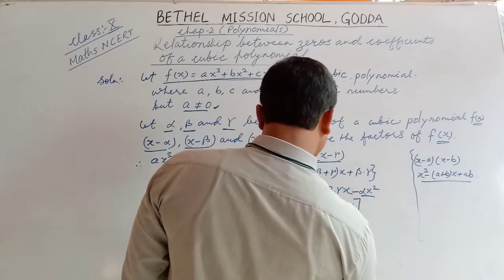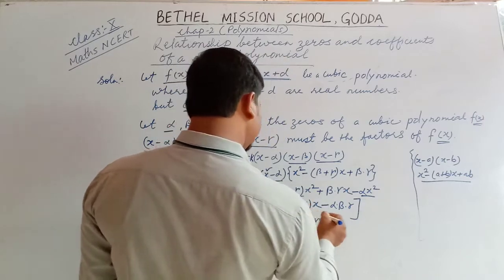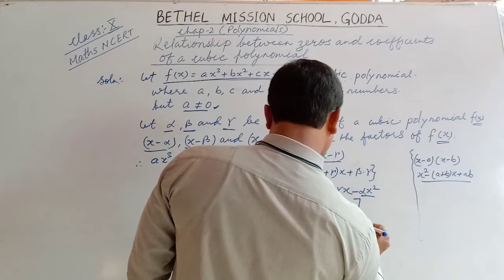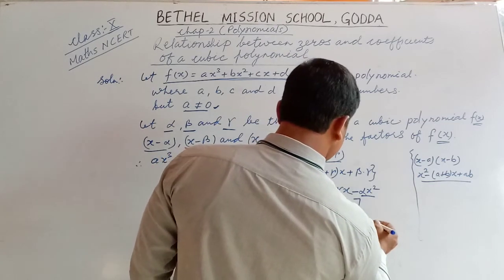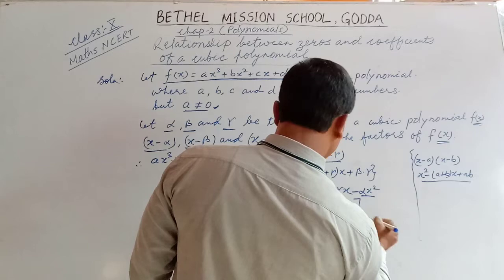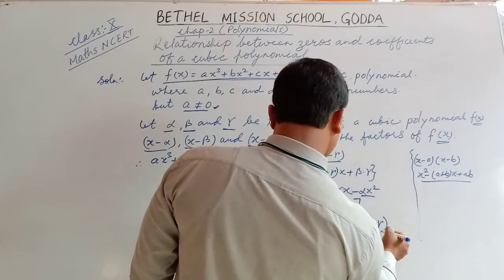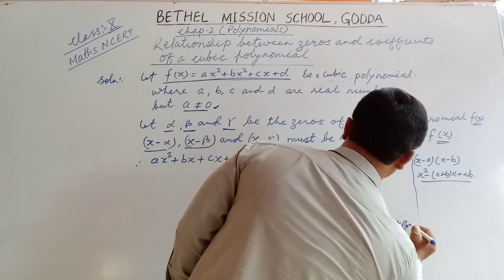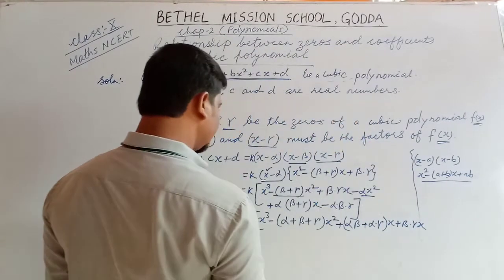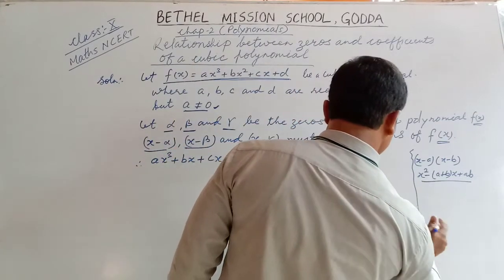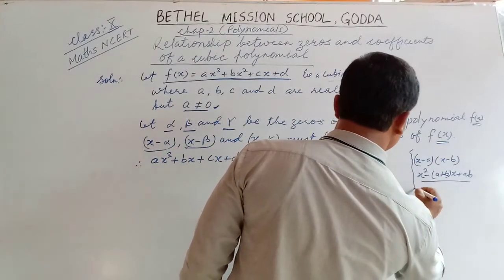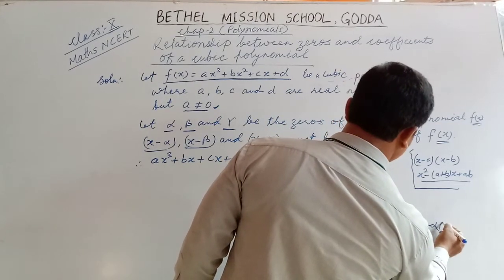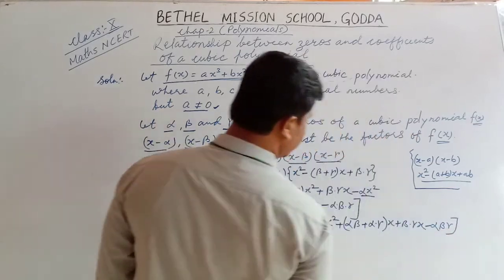So what will be, first we will multiply this, alpha into beta plus alpha into gamma x, and here plus beta into gamma x, and after that minus alpha beta and gamma.